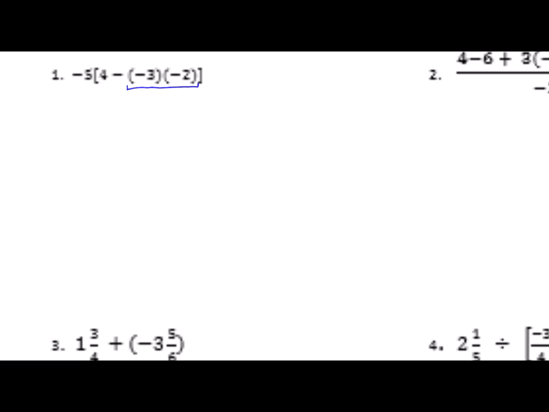So what we're going to get is -5 bracket 4 minus, in brackets, -6. I tend to keep my results in a bracket and then apply the minus sign afterwards. So we're going to get -5 (4 minus 6), which ends up being -5 times -2, which is positive 10.